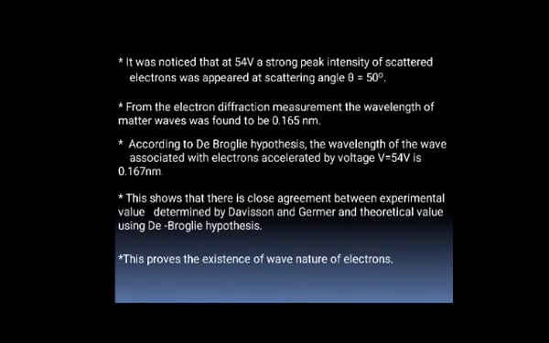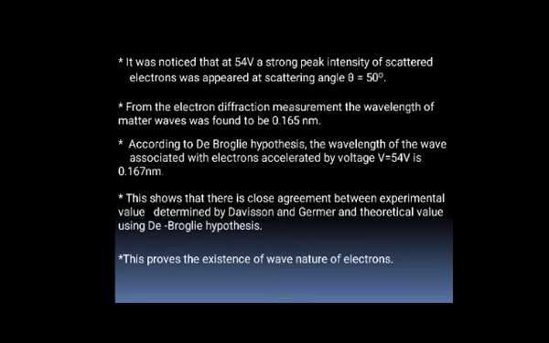It was noticed that at 54 volt, a strong peak intensity of scattered electrons appeared. From the electron diffraction measurement, the wavelength of matter waves was found to be 0.165 nanometer. Then according to the de Broglie hypothesis, the wavelength of the wave associated with electrons accelerated by voltage 54 volt is 0.167 nanometer. This shows that there is close agreement between the experimental value and the theoretical value. This proves the existence of the wave nature of electrons.